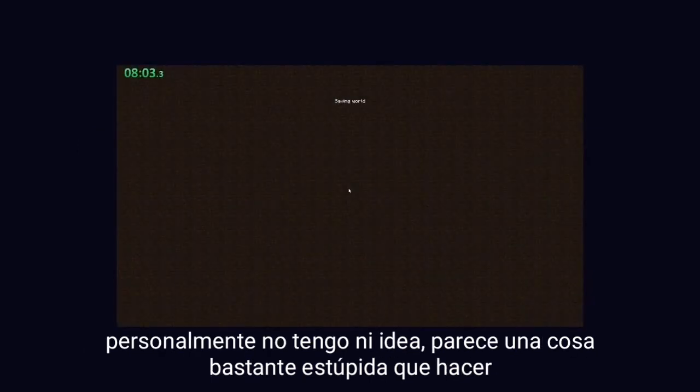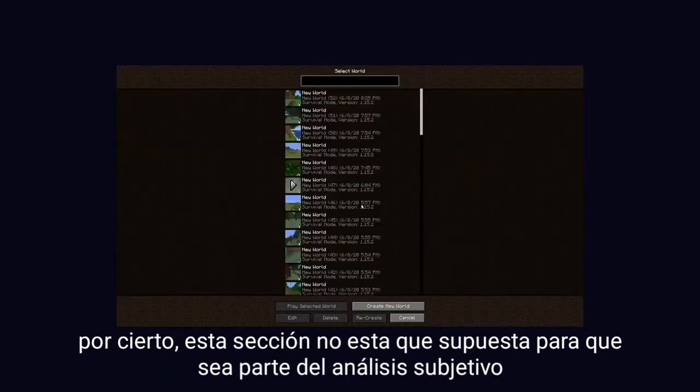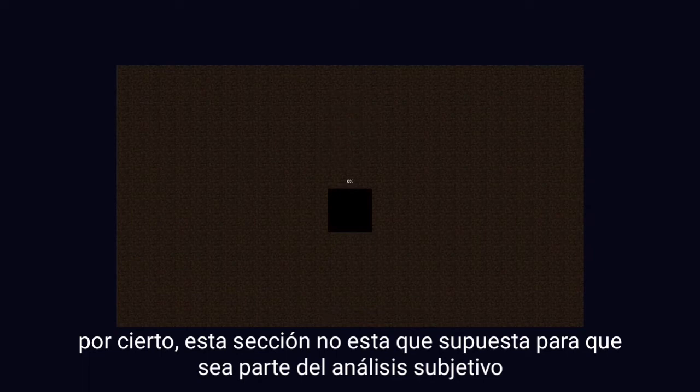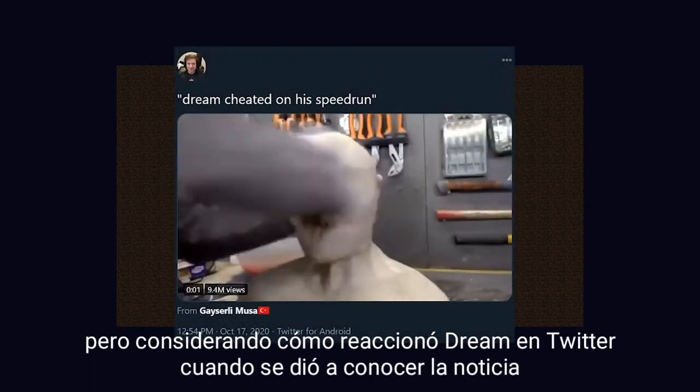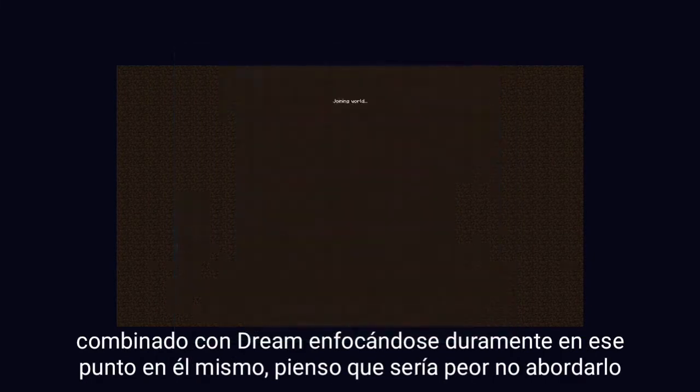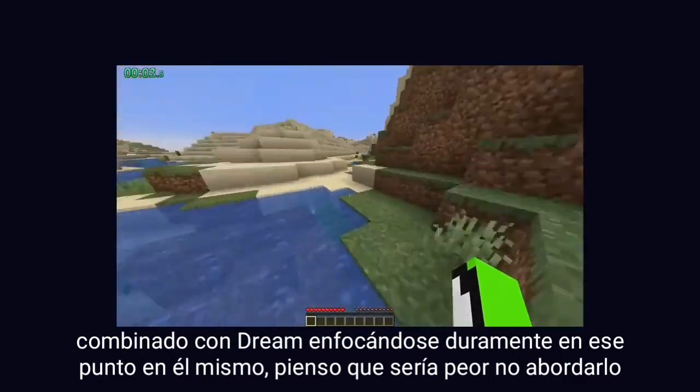It seems like a pretty stupid thing to do, but we can speculate and look at previous cheaters for information. By the way, this section is not supposed to be a part of the objective analysis, and has no influence on the mod team's decision, but considering how Dream Twitter reacted when the news first broke, combined with Dream heavily focusing on this point himself, we thought it would be worse not to address it.